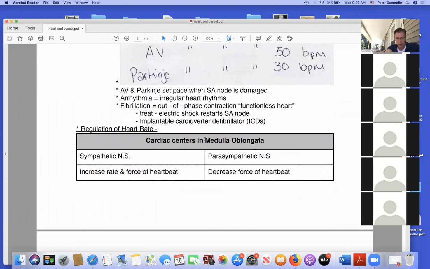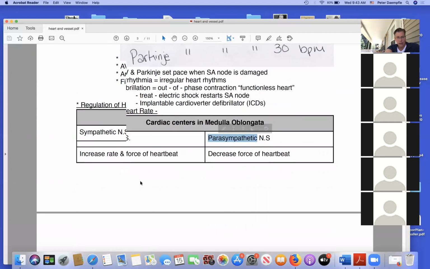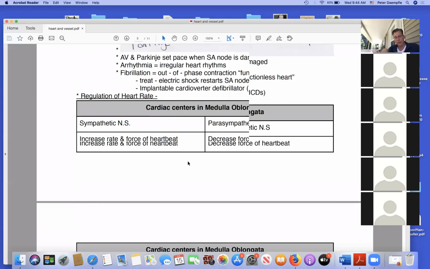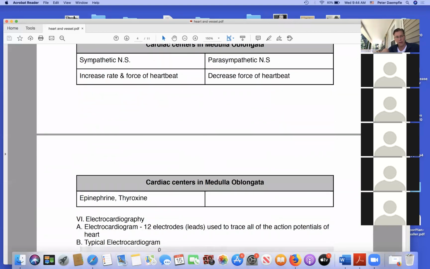There's also cardiac centers in the medulla oblongata, where there's sympathetic and parasympathetic nerves going to the heart that either increase, if you're sympathetic nerve, or decrease the heart rate and the force of the beat, if you're parasympathetic. So again, the heart itself sets the beat, but you know perfectly well if you get nervous, your brain is sending messages to make the heart rate go up. And if you're relaxed and laying around, yoga, deep breaths, the heart rate goes down. That's the medulla oblongata that sends out nerves, sympathetic or parasympathetic, to speed or slow the heart rate.